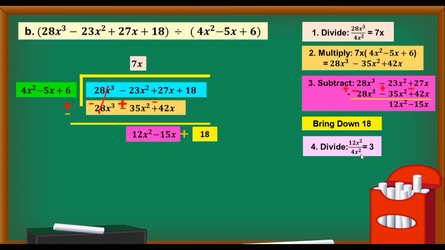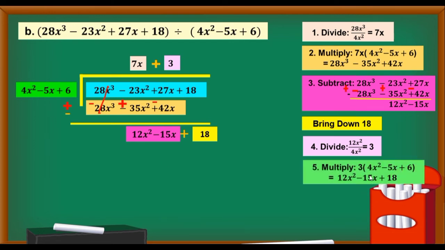So, magiging 12x squared divided by 4x ay magiging 3 na lang po, kasi x squared divided by x squared ay x raised to 0 na. So, since wala pong sign, ibig sabihin positive, so magiging plus 3. And then, multiply po tayo. So, yung ating nakuhang sagot na 3, imumultiply natin kay divisor, by distributive property pa rin po. So, 3 times 4 is 12x squared. 3 times negative 5 is negative 15x. And 3 times 6 is positive 18. Kaya naging 12x squared minus 15x plus 18.